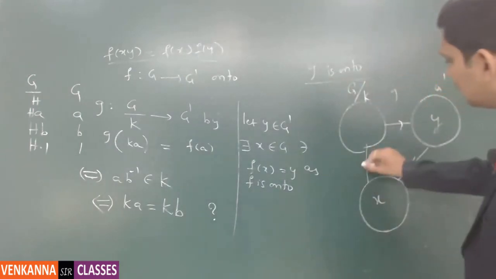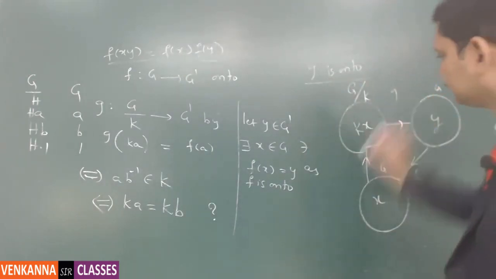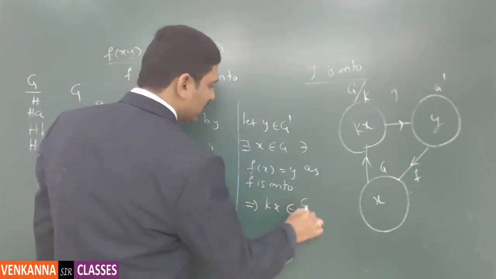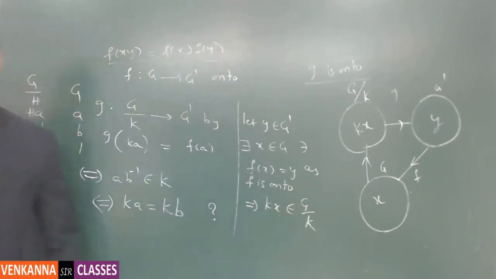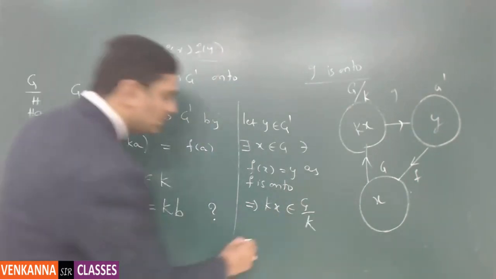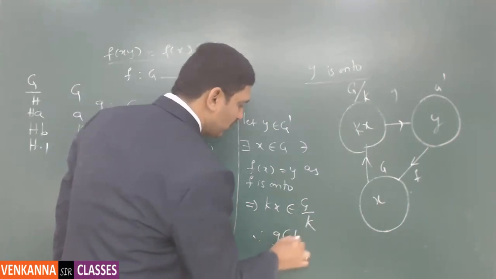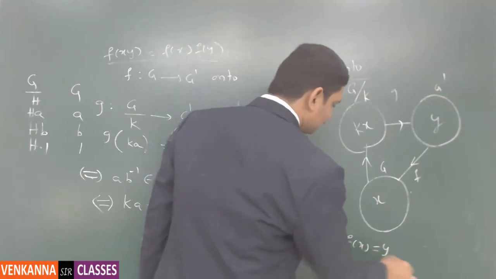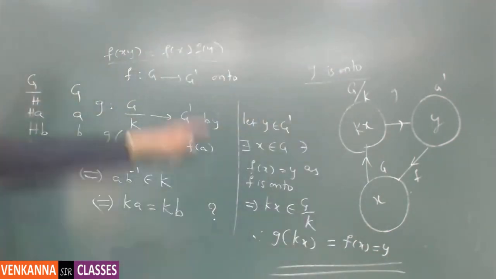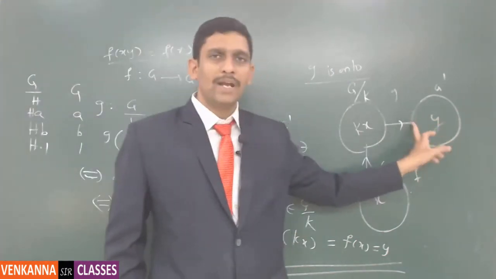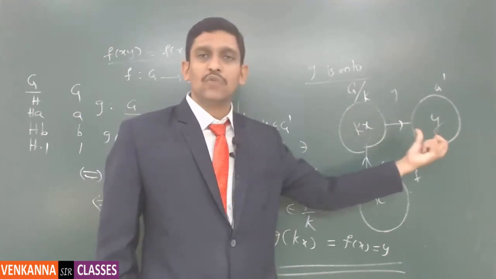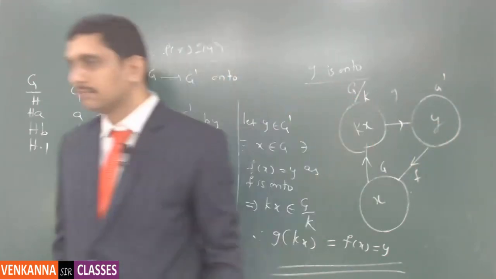So here the quotient is kx. So this implies kx belongs to G by K. Therefore, if you consider G of kx, it is nothing but f of x, it is nothing but y. Therefore, the function is onto. So for every element in the codomain, I will get a quotient in the domain such that G of kx is equal to y. Therefore, G is an onto function.